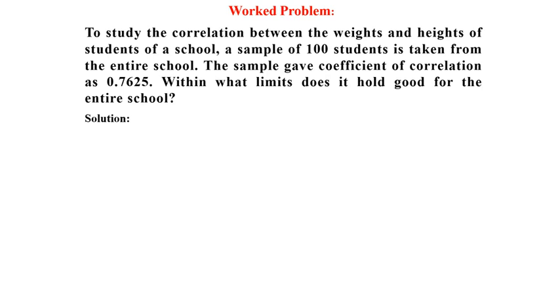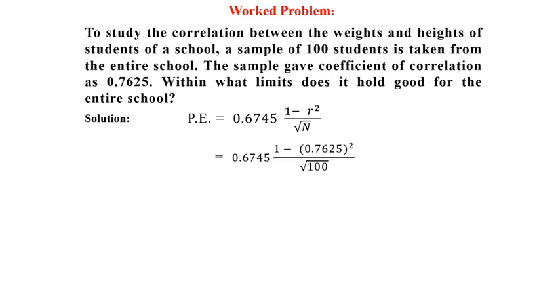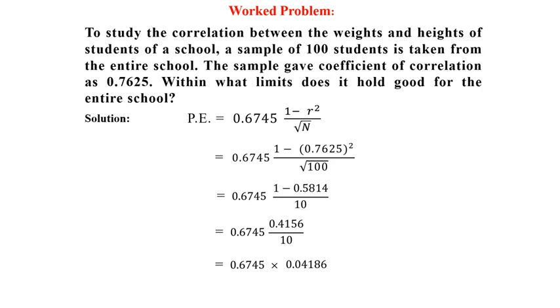Same procedure. First calculate PE. Formula: 0.6745 into 1 minus R square, divided by square root of n. So 0.6745 into 1 minus 0.7625 whole square, divided by square root of 100. Simplify this: you will get 1 minus 0.5814, divided by square root of 100, which means 10. Simplify, and you will get the answer PE as 0.02823.